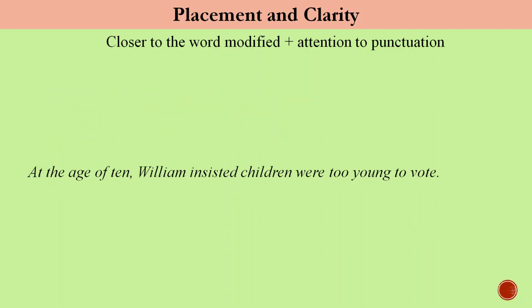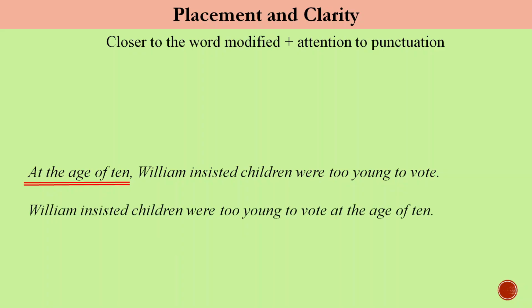You see here this sentence. At the age of 10, William insisted children were too young to vote. But the question is, here, at the age of 10, this is the modifier. So, what's the meaning of this sentence? It's not clear because of how we are placing this modifier. So who is at 10? Is it William or is it the children?